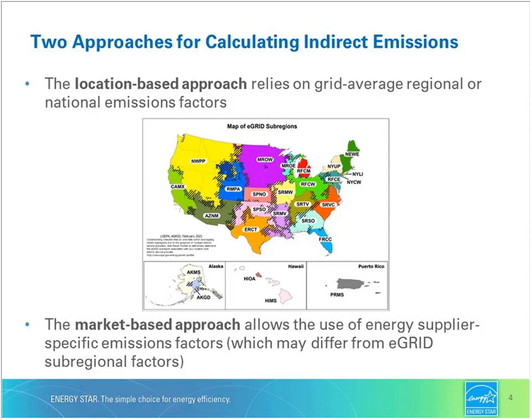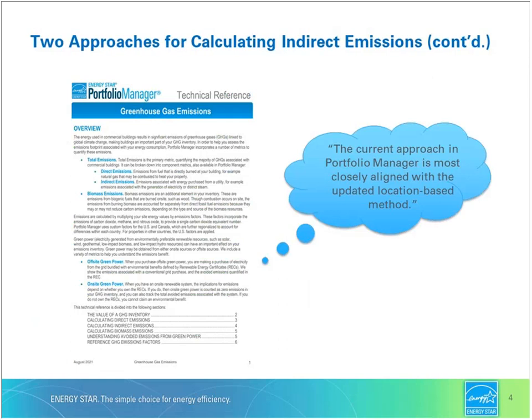And since 2015, the World Resources Institute, which publishes the Greenhouse Gas Protocol, has required that organizations use both the location-based method and the market-based method for calculating indirect emissions. That's important to know.